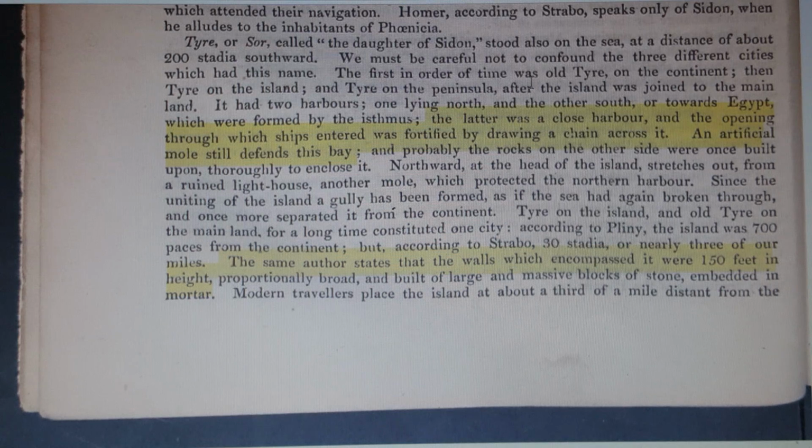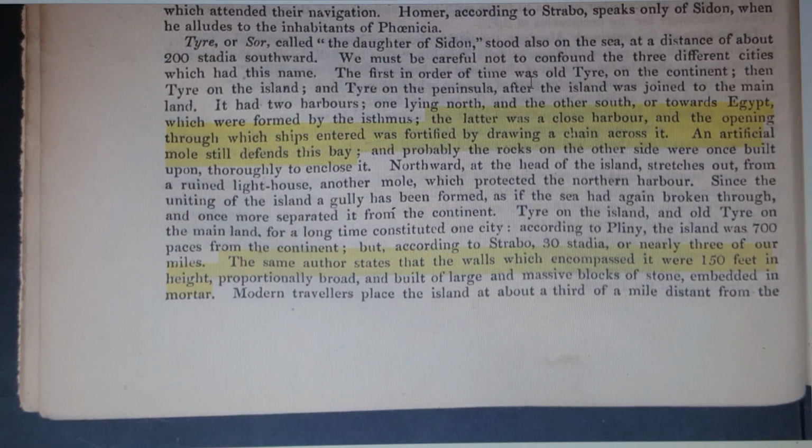isthmus. The latter was a close harbour, and the opening through which ships entered was fortified by drawing a chain across it. An artificial mole still defends this bay, and probably the rocks on the other side were once built upon thoroughly to enclose it. Northward, at the head of the island, stretches out from a ruined lighthouse another mole, which protected the northern harbour. Since uniting the island, a gully has been formed as if the sea had again broken through, and once more separated it from the continent.